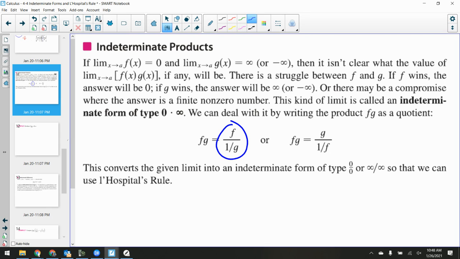like f times 1 over g. Or if you wanted, g times 1 over f, because those are equivalent, right? If you have f times g, you could really make that f times 1 over g. So if you had a product that was indeterminate, you could turn it into something you could use L'Hopital's rule with by making it a fraction. In other words, you could also say that if I've got f times g, you could make that g divided by 1 over f. You could manipulate it a little bit so that you can use L'Hopital's rule.